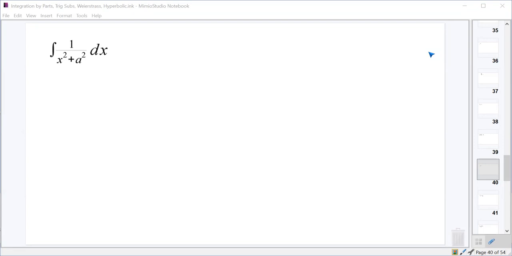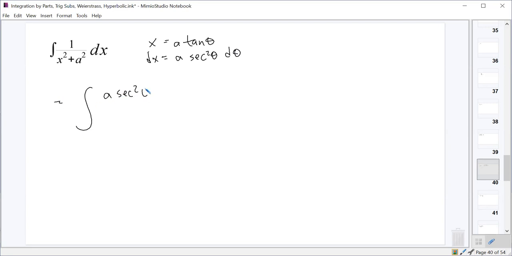I think the easiest technique for us to use for this is to just use the inverse trig substitutions like we had before. So what trig substitution would we use for this one? Yeah, tangent, exactly. So we'll let x equal a tangent theta, which gives us dx is equal to a secant squared theta d theta. And we end up with an integral of a secant squared theta d theta over a squared tangent squared theta plus a squared. Everybody good with that?